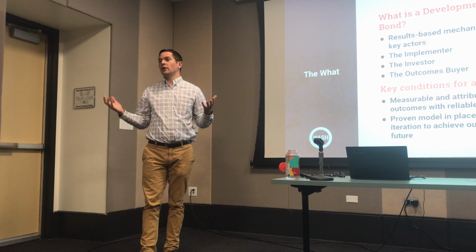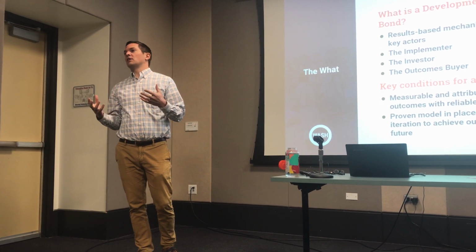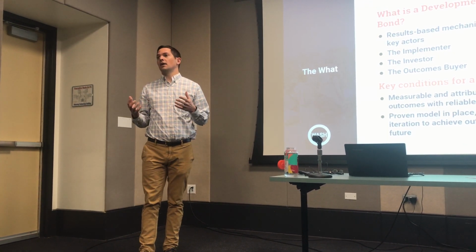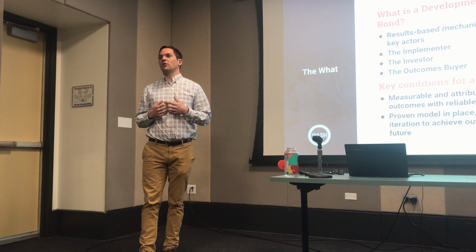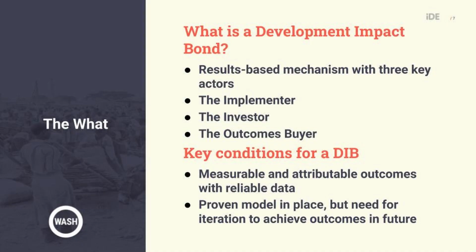And then there's the outcomes buyer, and that's exactly what it sounds like. It's a buyer, or it's often a government entity, but can be any party that's paying based on outcomes. And I'll get into what the outcomes look like in the case of the DIB. The key conditions, as we listened to Social Finance, as we did research on development impact bonds in the sector, or globally, there were no WASH development impact bonds at that time.